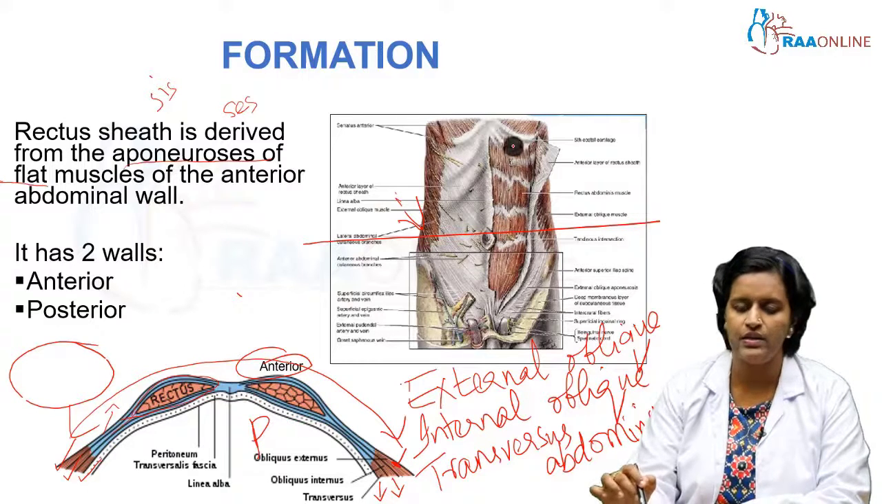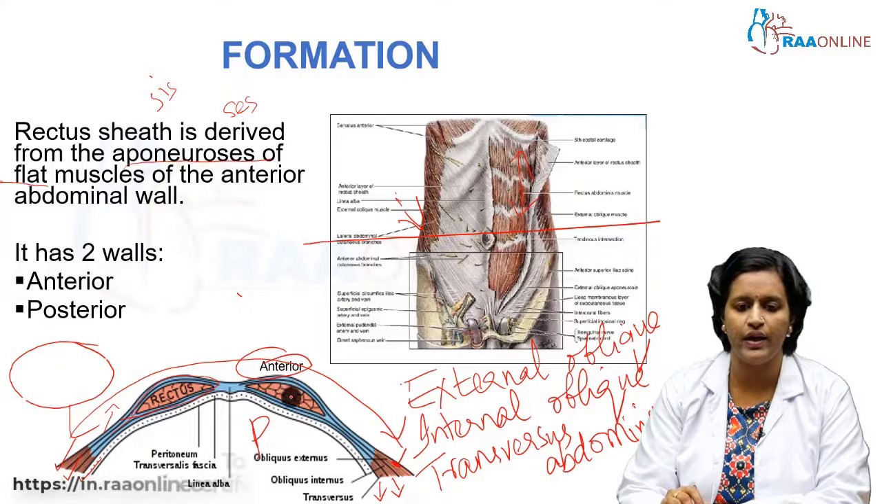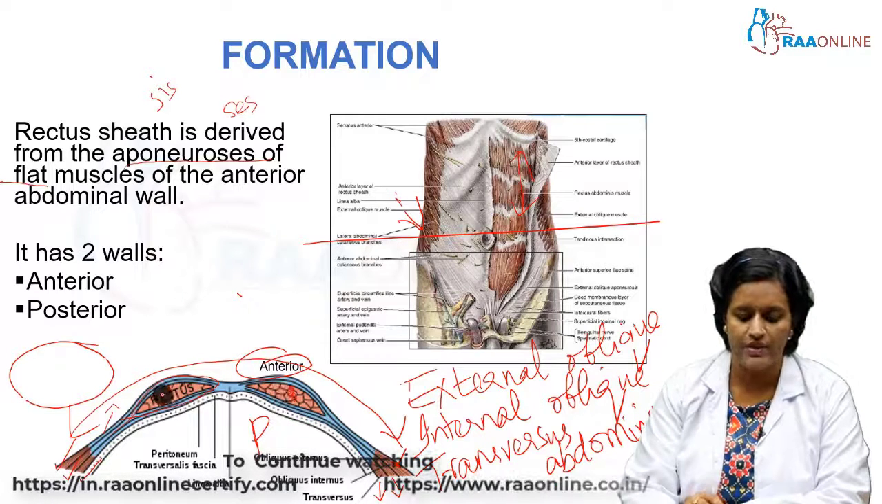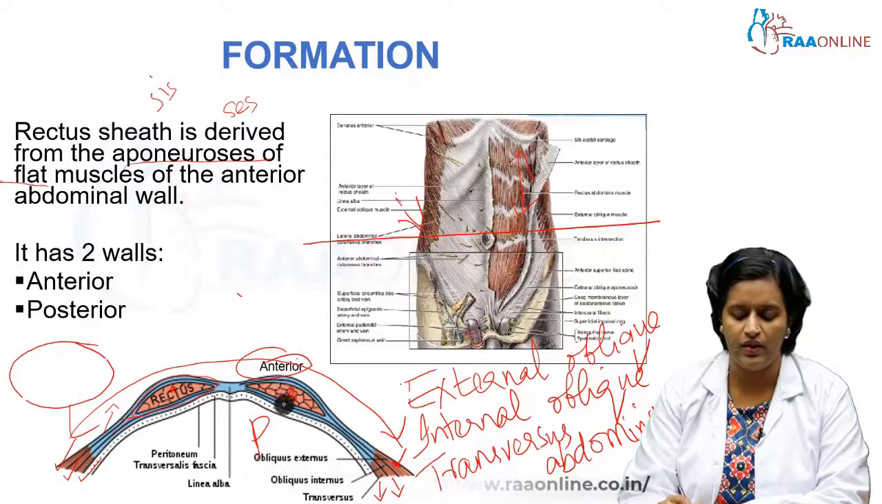You can understand the rectus abdominis muscle is vertical, but when you take a section across the abdomen, this is the view in which we can see the rectus abdominis muscle of either side. And you also know that rectus abdominis muscle has an anterior wall and a posterior wall.